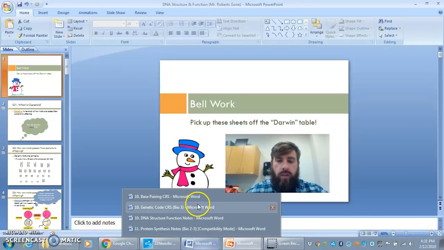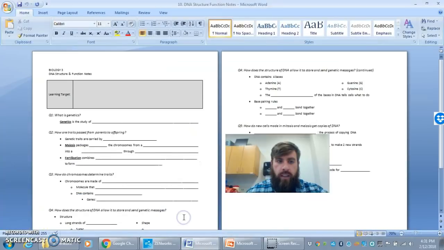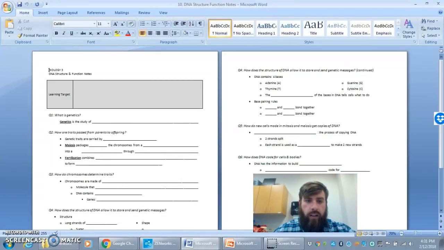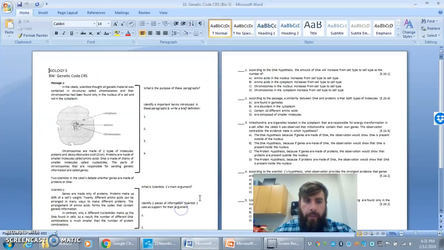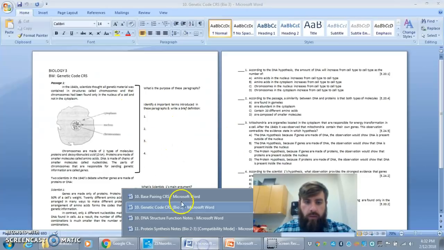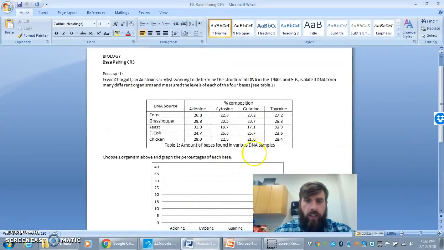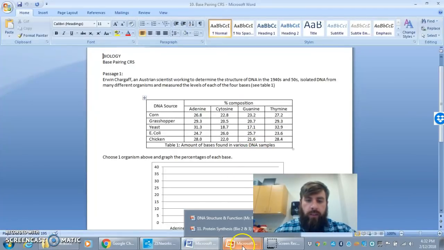Now that you have those worksheets, the sheets that you have should look like this. You should have one that is the structure and function of DNA notes. You should have one that is the genetic code CRS that looks like this. And you should have one that is the base pair CRS that looks like this. So hopefully you have all three of those documents.